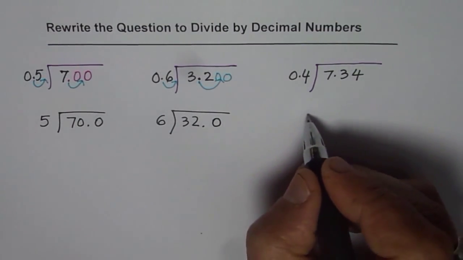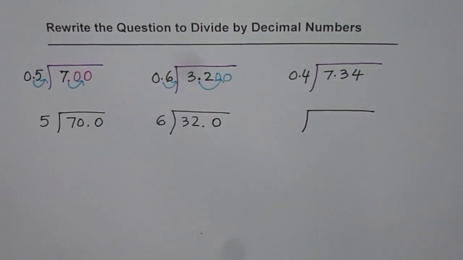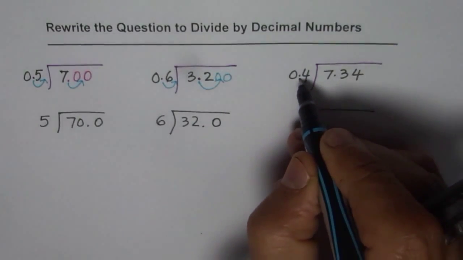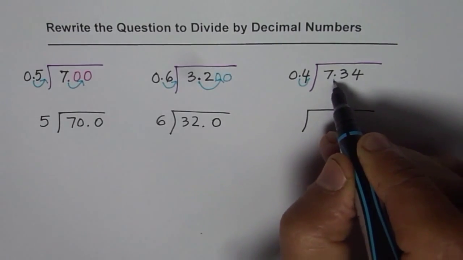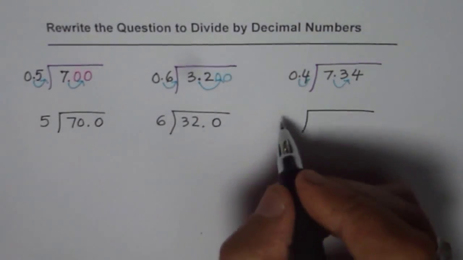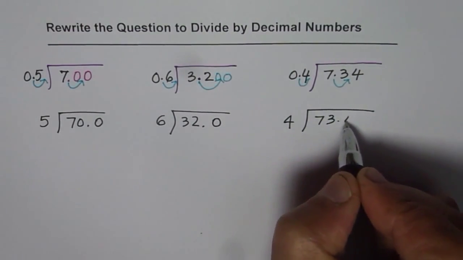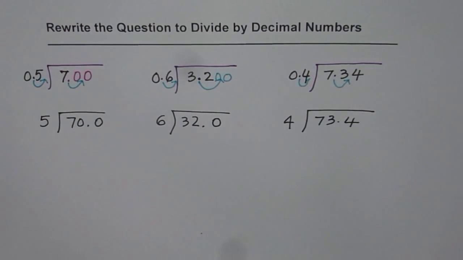The next one, which is 7.34 divided by 0.4. If I move the decimal 1 unit right, then I can avoid the decimal in the divisor. So I get 4 here and 73.4. Do you see that? Now it is easy to divide. Let us divide one by one.